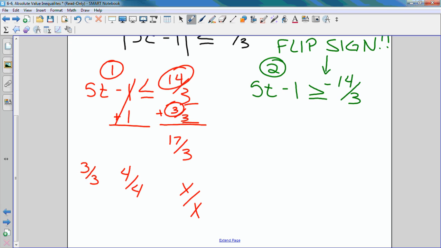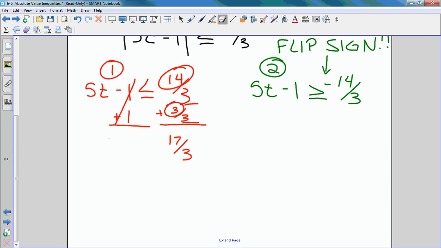You have 14 over 3 plus 3 over 3. That way they have the same denominator. When you add fractions, they have to have the same denominator. Okay, so I made it 3 over 3 so I could add them. Does that make sense? Okay.